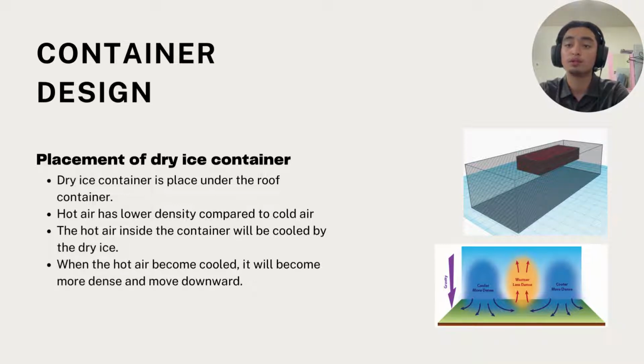So why do we do this? It is because of the air circulation inside the container. Hot air has lower density compared to cold air. Therefore, the hot air inside the container will be cooled by the dry ice as it moves upward. And when the hot air becomes cool, it will become more dense and the air will move downward and it will cool the frozen food that we carried inside the container.